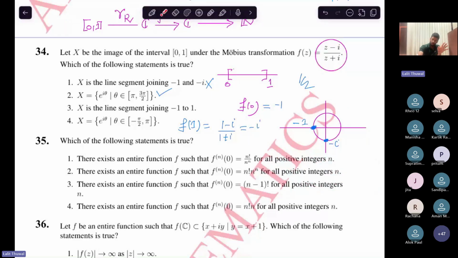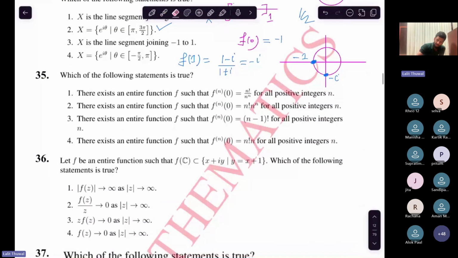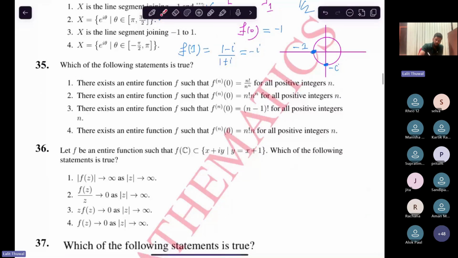That also involves this function and the Schwarz lemma. That is a very nice problem, so it came to my mind, and I thought let me tell you. Which one of the following statements is true? This is a very nice problem. I just want to know how many of you could solve this in the exam. Could you raise your hand if you could solve this in the exam?